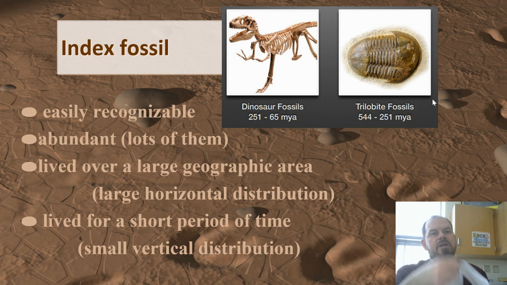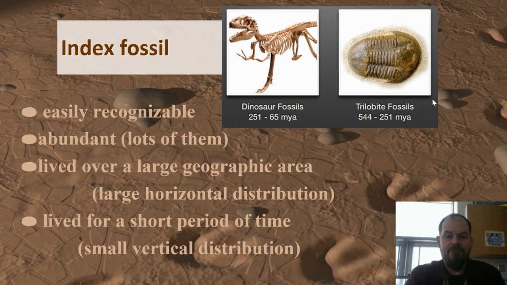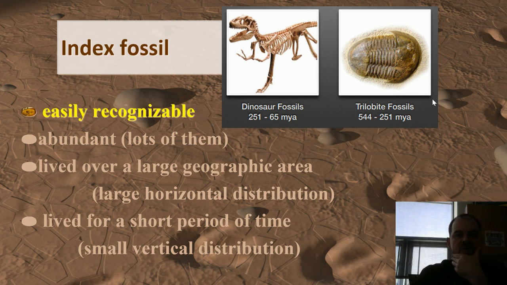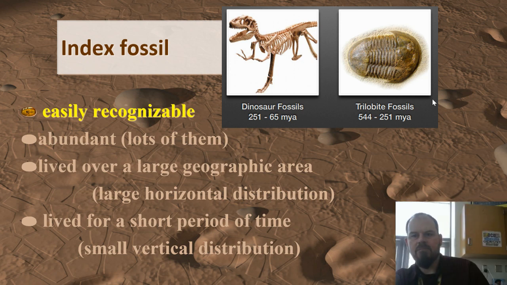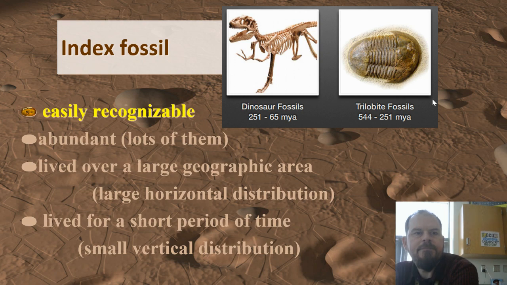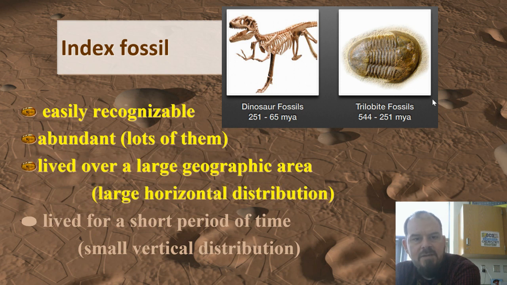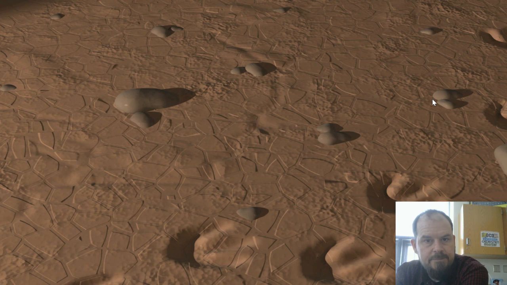So next page, page 4. An index fossil is something that is easily recognizable. I got 4 bullets for you, and I'm very bright today. Abundant. There's got to be a lot of these fossils. We'll find there will be a large horizontal distribution if they live over a large geographic area. We'll see a small vertical distribution if they live for a short period of time. So those are things you're going to need to know when you're looking at the pictures of ways you can infer about these things.